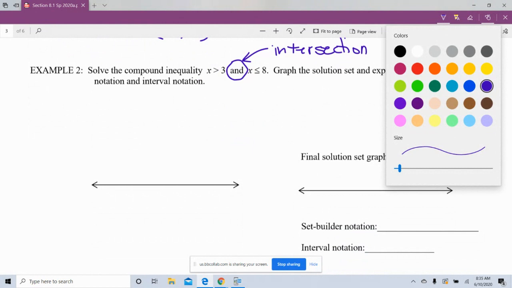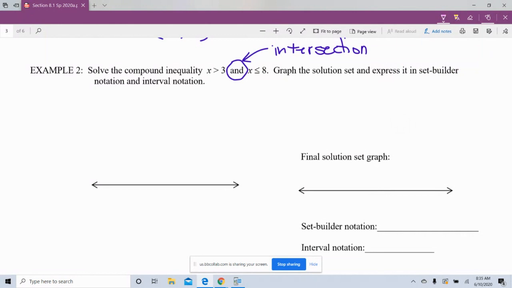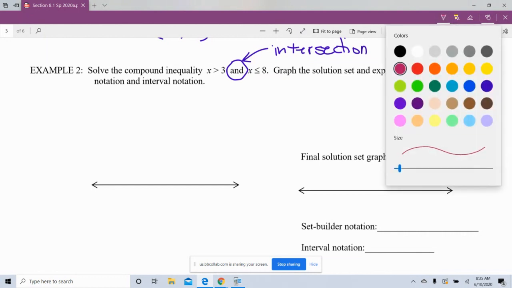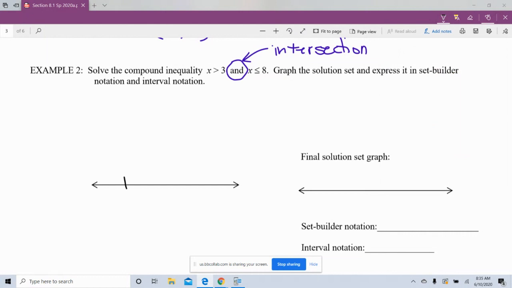So I'm going to do that one in, let's say, a fairly light soft pink. No, it's too soft. I'll do it in this deeper pink color. Okay, and I blew it because I also want to put my 3 and 8 on my number line. I'm putting both 3 and 8 because those are the dividers between the numbers that do and don't satisfy each of these inequalities.